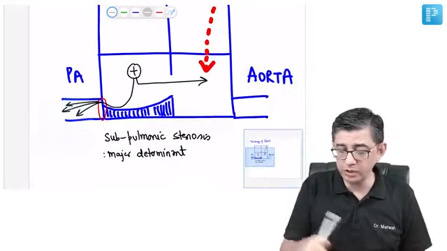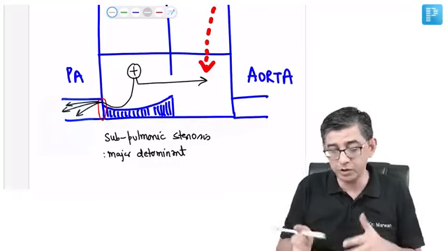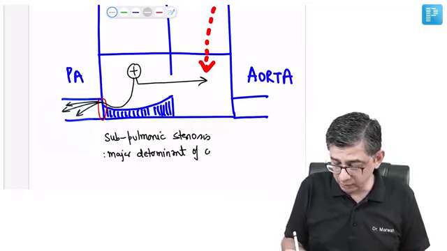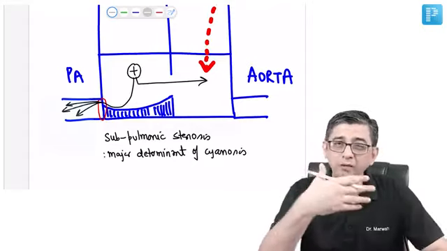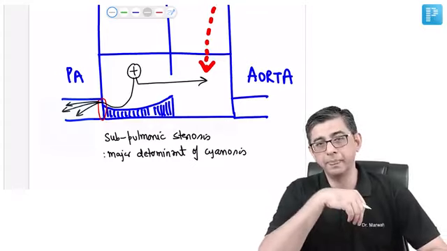I mean, overriding aorta means that it is receiving blood from both the left ventricle as well as the right ventricle. It's a mixture of the blood from the left as well as the right ventricle. But if you look at the major determinant of cyanosis, it is subpulmonic stenosis, because it is the limiting factor which will restrict the amount of blood going into the lungs.